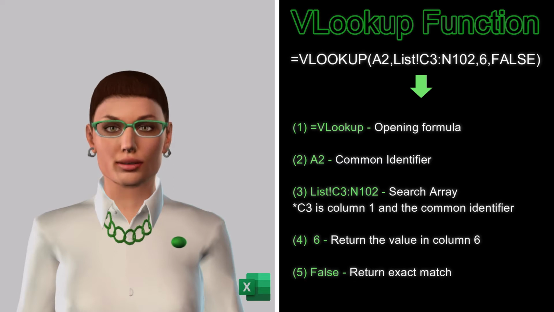The first cell in your array always represents your common identifier. In this case, it will be C3. Number four references column 6, tells Excel to go to column 6 of the array and return the value in this cell. And number 5 is represented by false, which tells Excel we want to return an exact match. If a close match was acceptable, we can indicate true in this case.